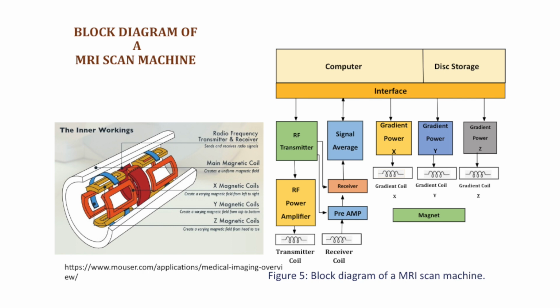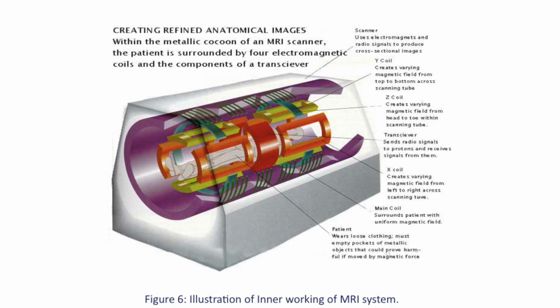Main coils surround patient with uniform magnetic field. X coil creates varying magnetic field from left to right across scanning tube. Y coil creates varying magnetic field from top to bottom across scanning tube, while Z coil creates varying magnetic field from head to toe across scanning tube. Thus, X, Y and Z gradient coils allow 3D scanning of the tissues of interest.